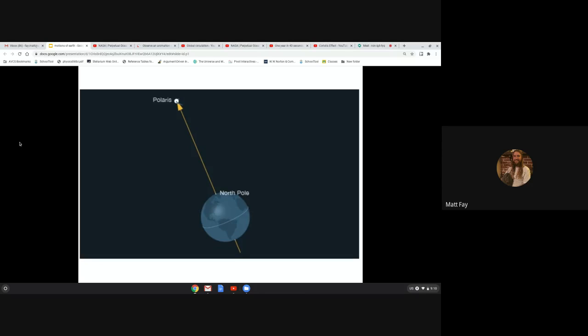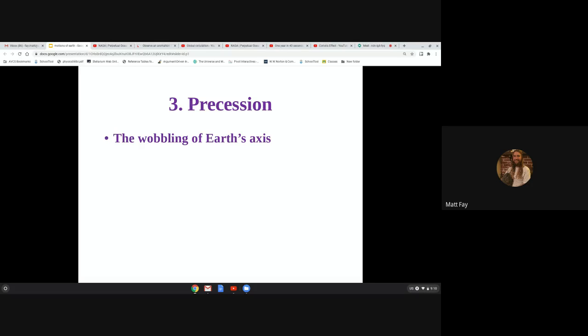And here's a figure of that. So our axis of rotation points to Polaris, making it the North Star. Now, this last motion of the Earth, precession, is one you'll never see in the regions, and one that never really affects us day to day or year to year. But it's called precession, and it's actually the wobbling of the axis.